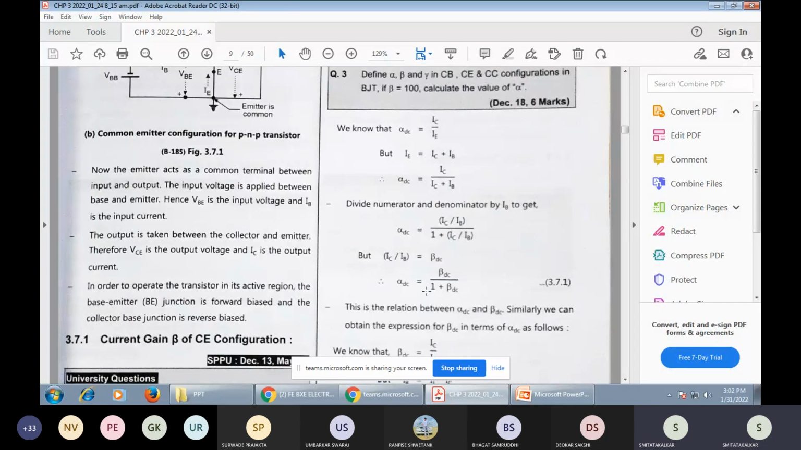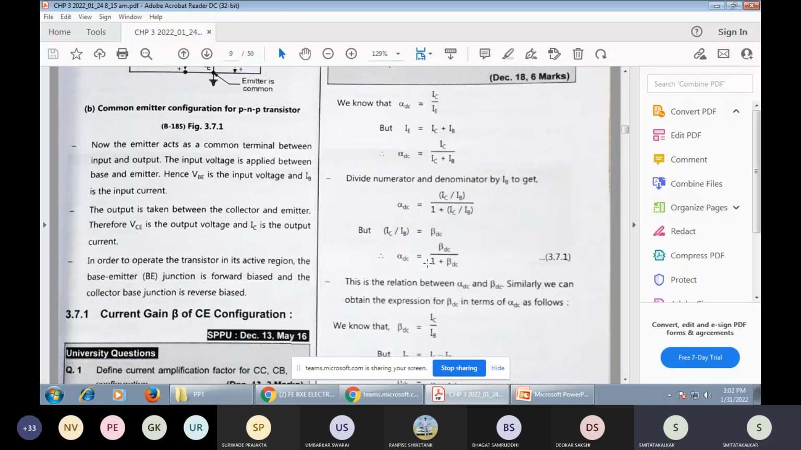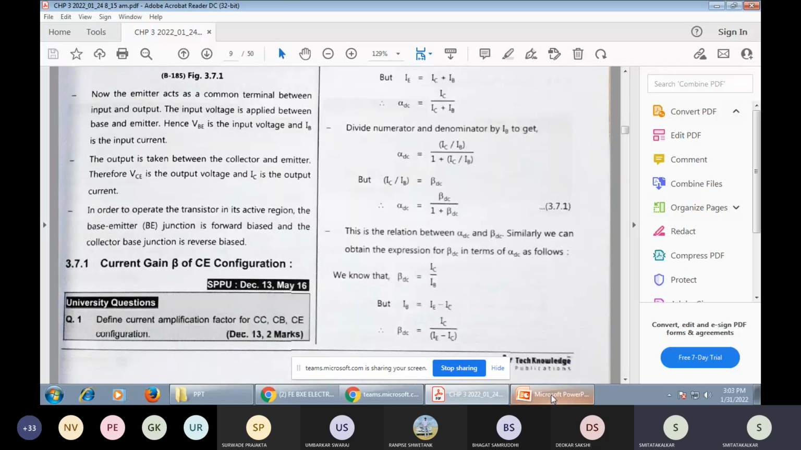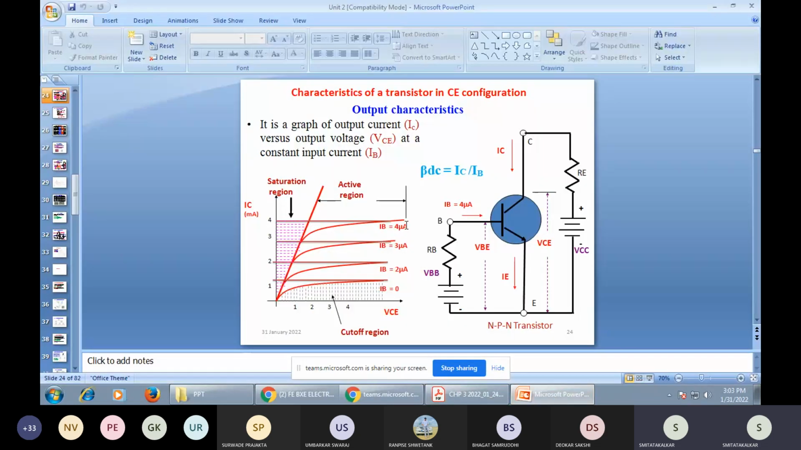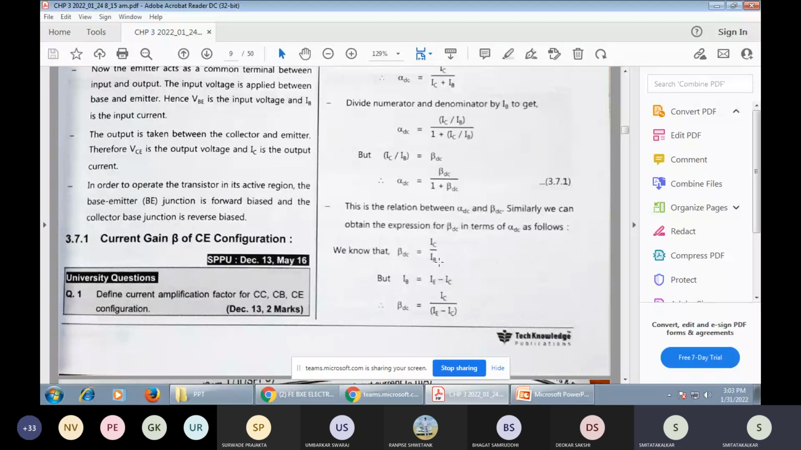And this current you can put in terms of the beta DC value. Then alpha DC is equal to beta DC divided by 1 plus beta DC. You can find out the beta DC. What is beta DC? Beta DC is the collector current amplification factor in DC, collector current divided by input current, because the collector current is the output current and the base current is the input current. That's why it is mentioned here as IC divided by IB.